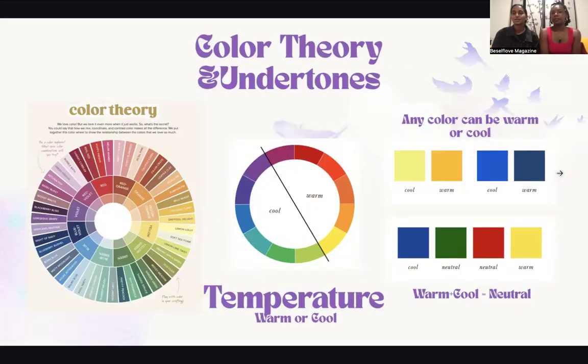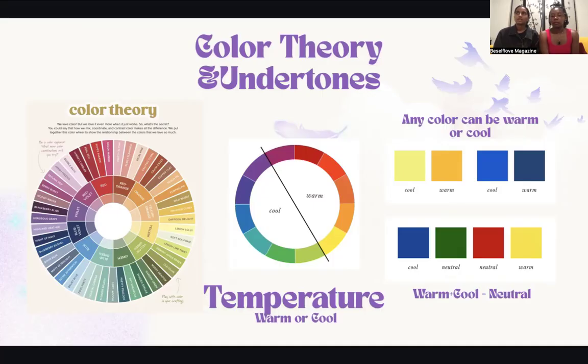And now let's talk about where it all starts, technically: color theory and undertones. I'm sure you've heard the word color theory and you know quite a bit about it. One thing that is very important is temperature. When you look at a color, is it warm or is it cool? Warm is closer to red, yellow, orange, while cool is more close to blue, green, or purple. So when you look at a color, do you see more yellow and red, or more blue and green in the undertone of it?